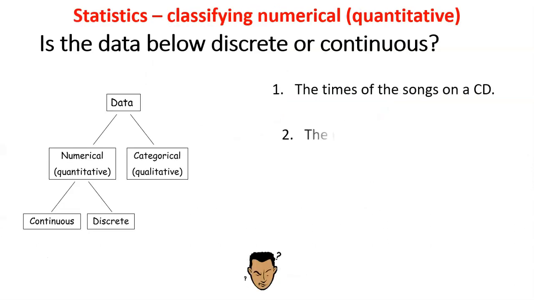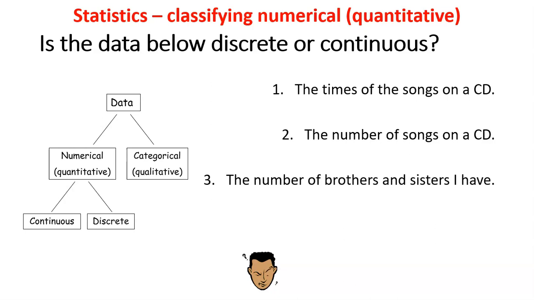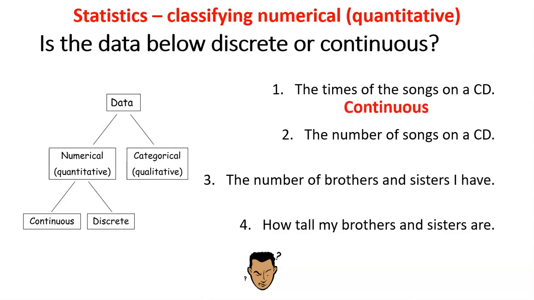So statistics, classifying numerical, quantitative. So we're going to look now at the data below and work out, is this discrete or is it continuous? I've put the little map beside it to help us. So the first one here says the times of the songs on a CD. Now, CDs are probably a little bit old-fashioned these days, but on the back of a CD, it'll have the length of a song. It'll tell you how long it goes for, the time. Well, we know it's numerical because there's numbers, but is it going to be continuous or is it going to be discrete? Well, it's going to be continuous because the time of the song can be any time.